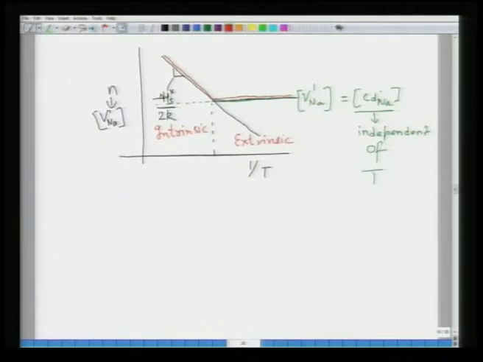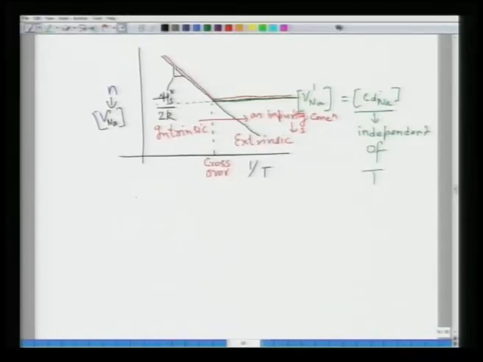Now, what will this crossover temperature depend upon? The crossover will naturally shift to the right if the impurity concentration is low. So as the impurity concentration decreases, this crossover will shift towards the right, which means the behavior will become more and more intrinsic in nature.